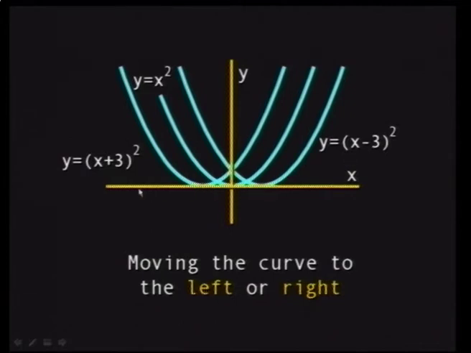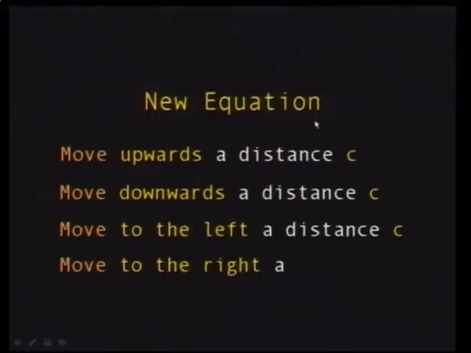And on the other side, when you add x plus 3 squared, it means that you shift your curve to the left. So for any equation y is equal to f of x plus d, you shift it to the left, and y is equal to f of x minus d, you shift it to the right. So you have the new equation from the old equation. All you have to do is shift it upwards or downwards a distance c by adding to either y or x. If you add to x, then you shift to the left. If you add to y, you shift it up, and contrary, if you subtract, then you shift below.